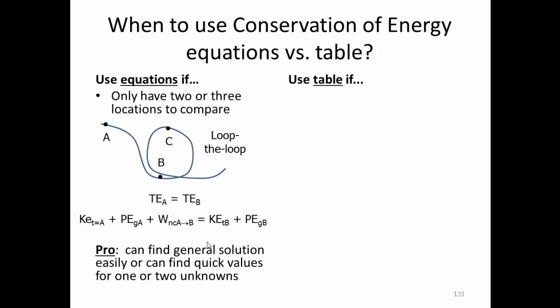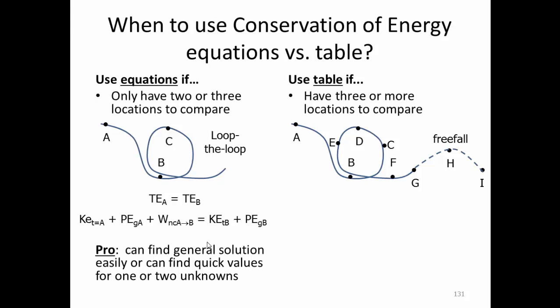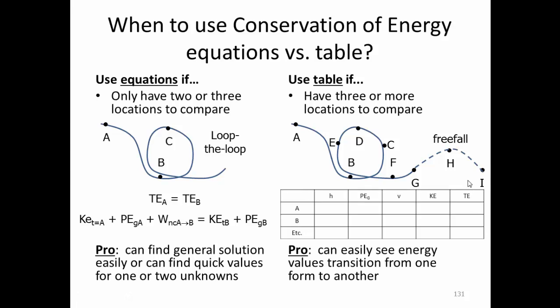A table, on the other hand, is very useful if you have 3 or more locations to compare. So if you have lots of locations you'd like to compare, to see what's happening, it's a very valuable method to use. So for example, if we have a loop-the-loop and we've got several points on the loop we'd like to analyze, A, B, C, D, E, F, G, H, I, maybe we're going through a free fall path as well, we could fill in a table and work out our answers. And the advantage of this situation is it allows us to see how energy transforms from one form of energy to another right in a table form. We can actually see the values firsthand and watch that energy move from one point to the other.